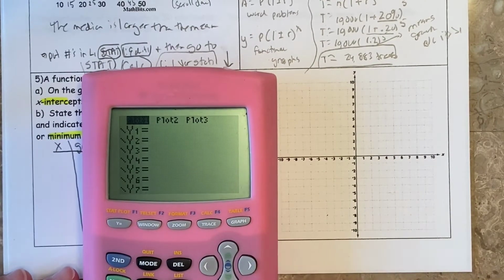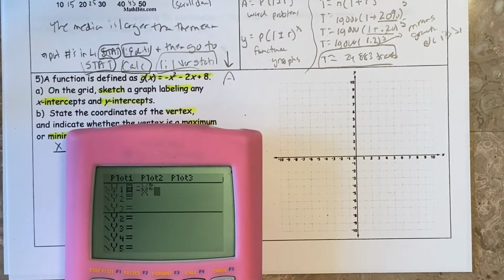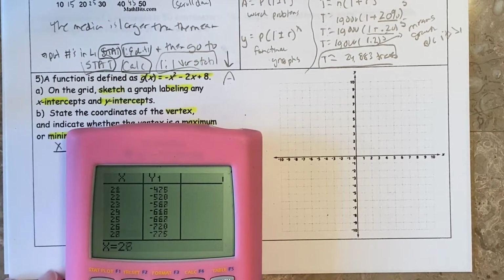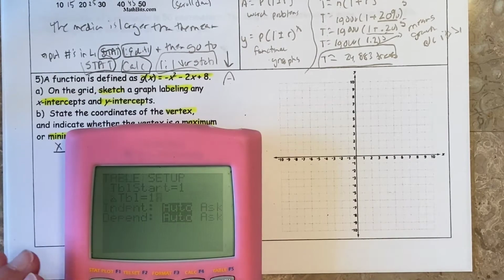I'm going to turn off my stat plot while I'm here. Okay, so negative x squared minus 2x plus 8. You want to always graph as much as you can, so ours is from negative 10 to positive 10. Let's go through these numbers, and let's go to my window and start from 1 to make my life easier.